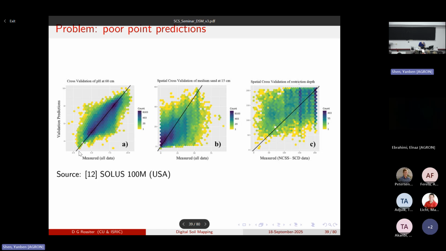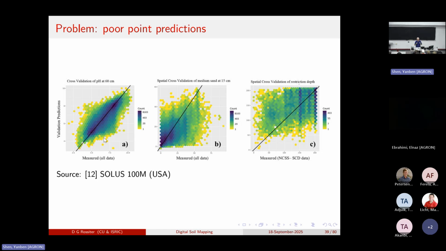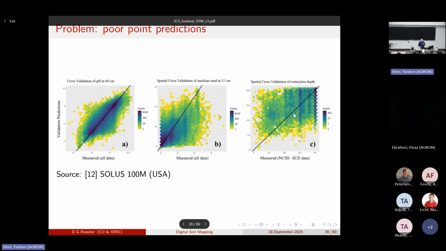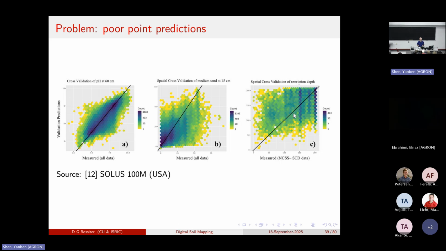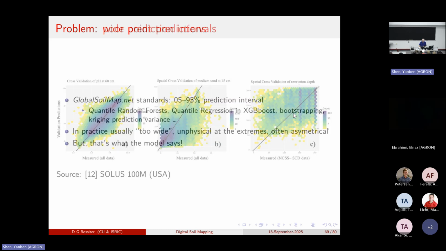I mean, they're saying that down here you're measuring a pH of about 7, and the map says it's about 4. So it made the extremes, and some of these are really bad. If you look over on the far right, this is the restriction depth. Very important property. What's the depth to a root restricting layer? And you can see it's just a total mess. I'm not trying to be critical. I'm saying with the data available and with the models available, you can sometimes get bad predictions, right? So that's the first problem we have.